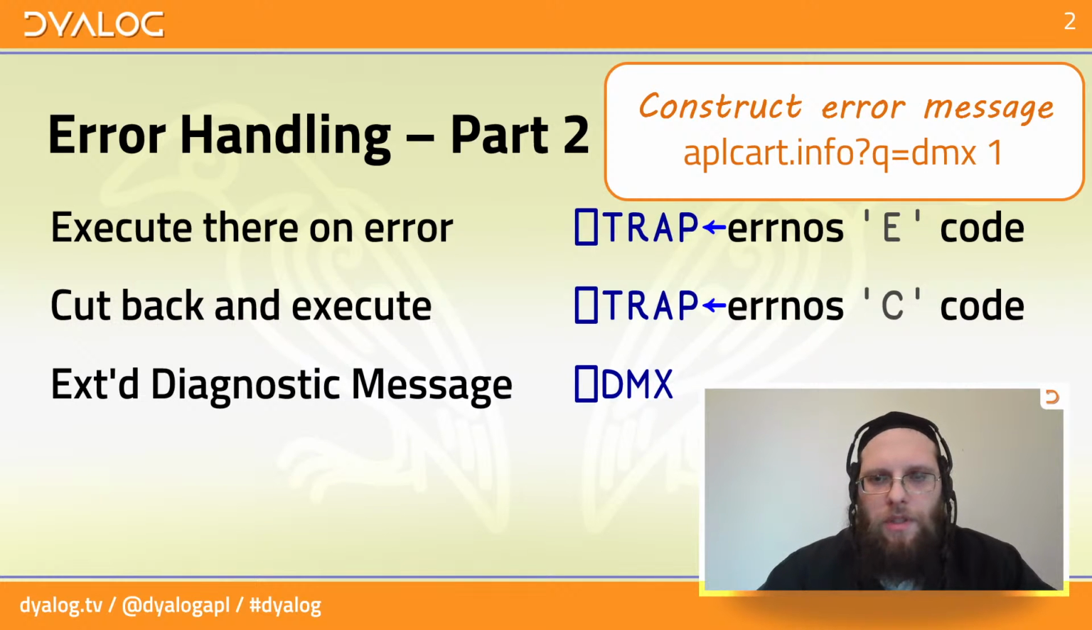In part 2 of the series, we looked at the more advanced form with quad TRAP, where you could do things you couldn't do with the other forms of error trapping. And we also looked at quad DMX, which was a namespace containing details of the error that happened. We looked at APLcart as to how you can pick out all the pieces of quad DMX to reconstruct the full error message that APL shows you when an error happens. You can find these 2 webinars on dyalog.tv.